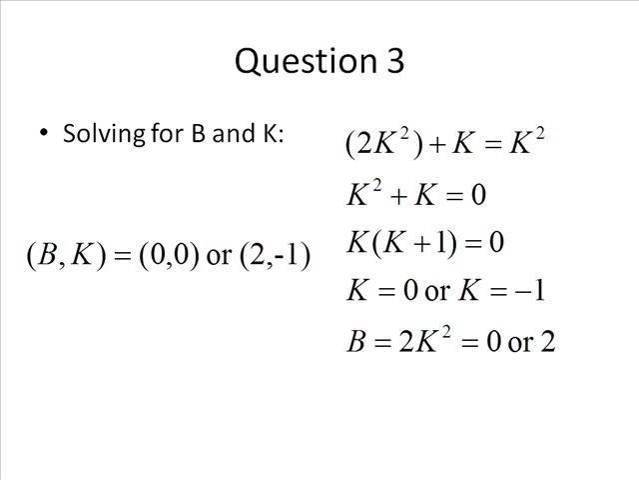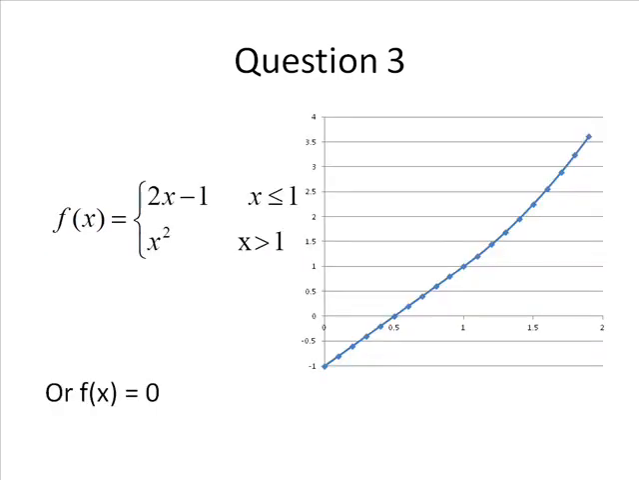So factoring out, that actually gives us two possible solutions. One where k is 0, or the other one where k is negative 1. Since we said that b has to be equal to 2 times k squared, when k is 0, that means b has to be 0, or when k is negative 1, that means that b has to be 2. So indeed, we actually have two functions that satisfy this inequality.